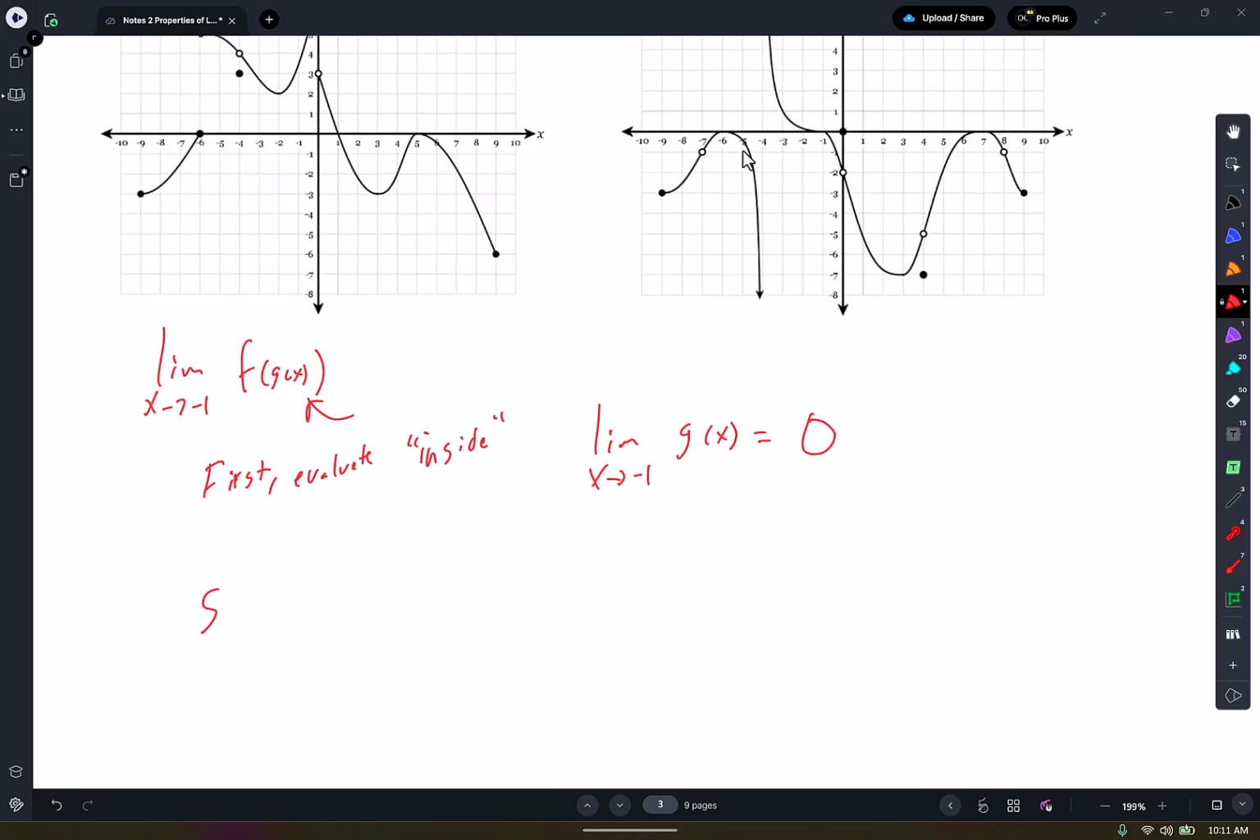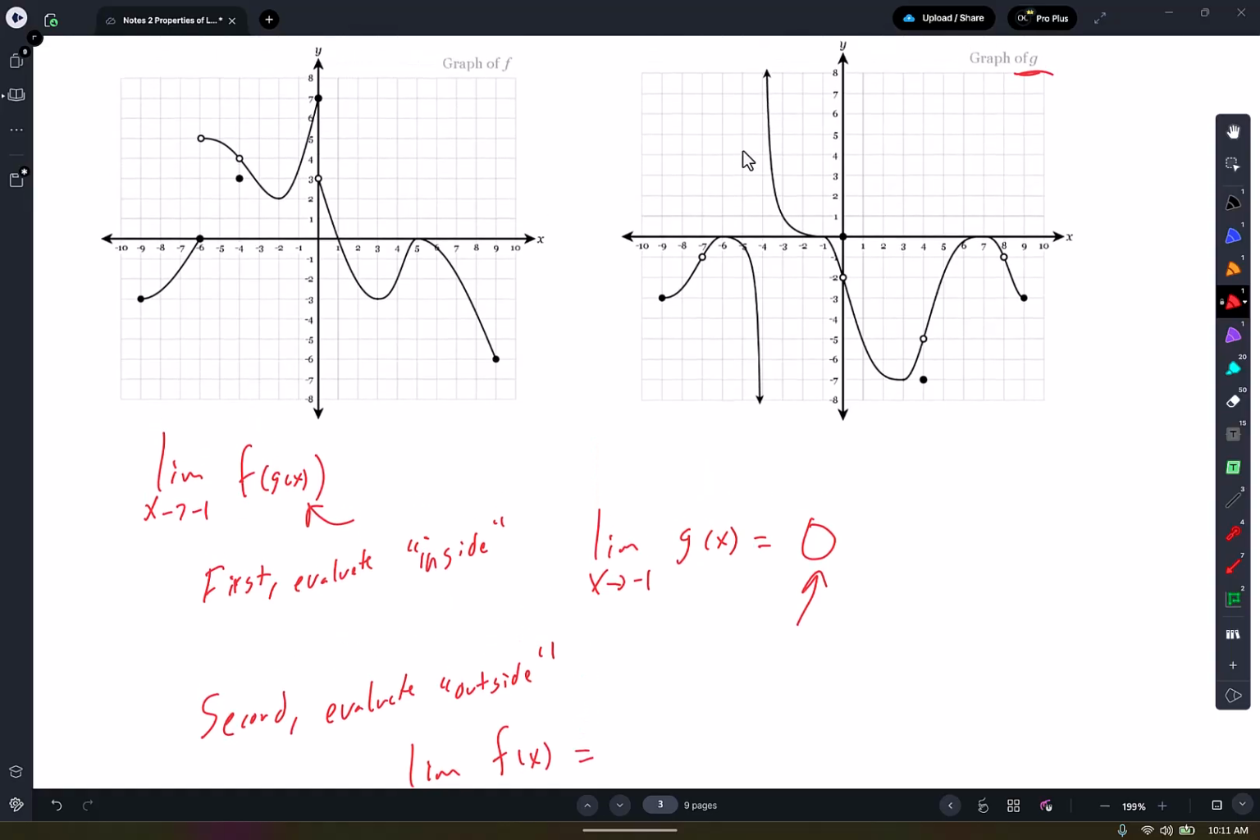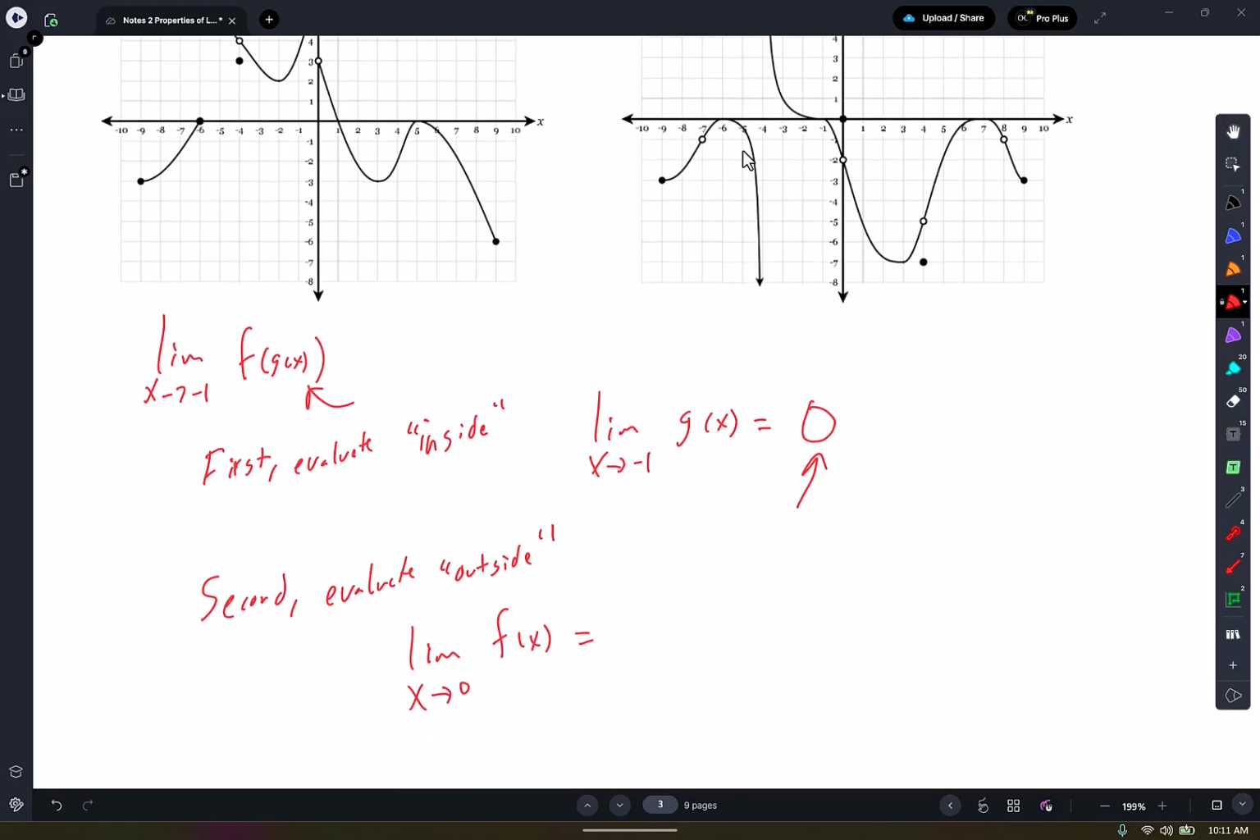And then second, evaluate outside at this value. So you're going to write limit as x approaches 0 for f of x. There it is. So if I approach 0, this is not direction. It's either left or right. So let's see. If I approach 0 from the left, it is 7. If I approach 0 from the right, it is 3. They're different. Because they're different, what am I going to say? Does not exist.